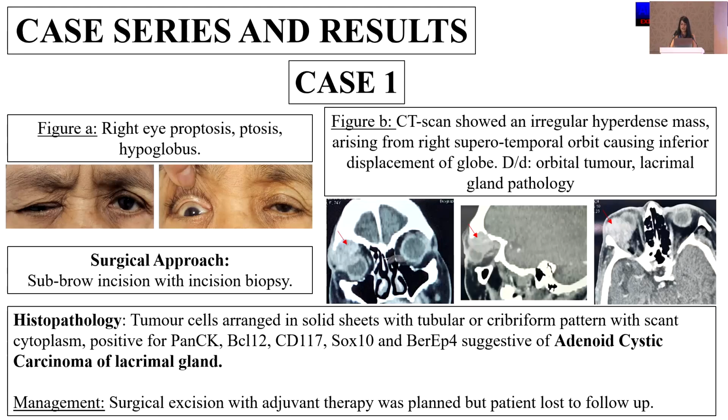CT scan showed an irregular hyperdense mass and a differential of orbital tumor or lacrimal gland pathology was made, and a subbrow incision was given. Histopathology was suggestive of adenoid cystic carcinoma of lacrimal gland. The patient was planned for surgical excision, but then was lost to follow-up.